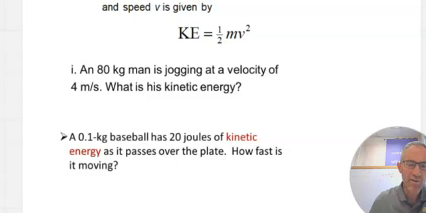Take a look at the first one. An 80-kilogram man is jogging at a velocity of 4 meters per second, and I ask for his kinetic energy. And then I have a 0.1 kilogram baseball, and it has 20 joules of kinetic energy as it passes over the plate. How fast is it moving? I'm going to ask you to stop the video here, and I want you to try to get numeric answers for both of those.